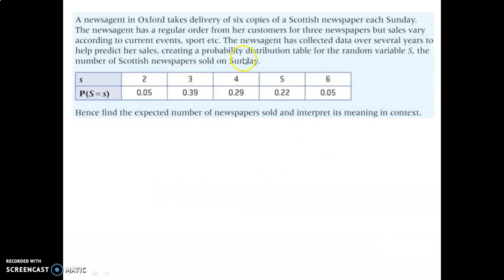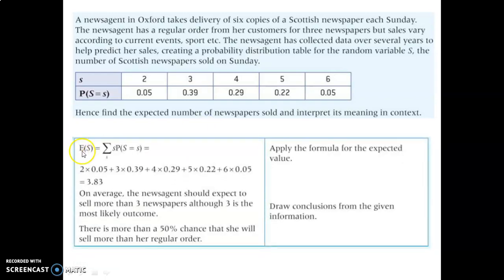Let's try it on this problem here. So read this problem and then see if you can find the expected number. So using that formula for expected value, we can say it is the sum of s times the probability of s occurring. In this case, 2 has this probability of occurring, so you multiply those, plus 3 has this chance of occurring, multiply those, and so on and so on. Add them up, you get this one here.